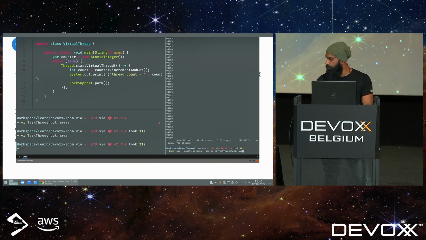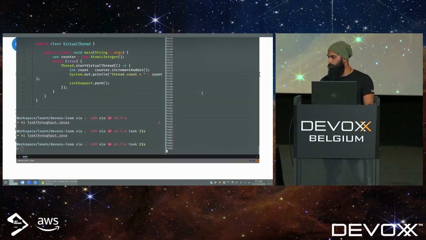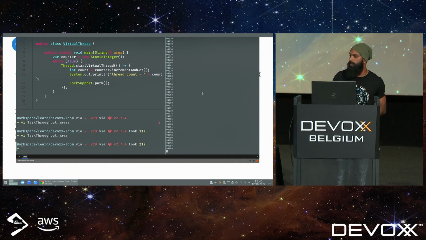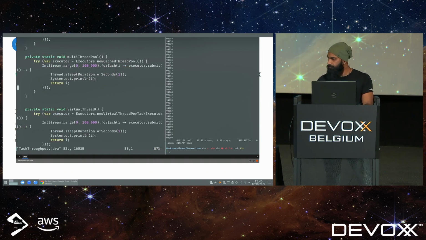So theoretically, this should be better. And it was better. Like when I ran, it was better. Not by a huge margin, but it was still better than using the thread per task executor. So as you can see, this ran slightly faster. So it is slightly better. But now let's try the same with virtual threads.